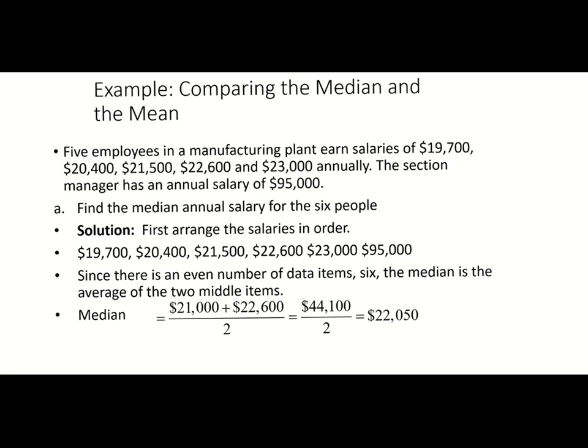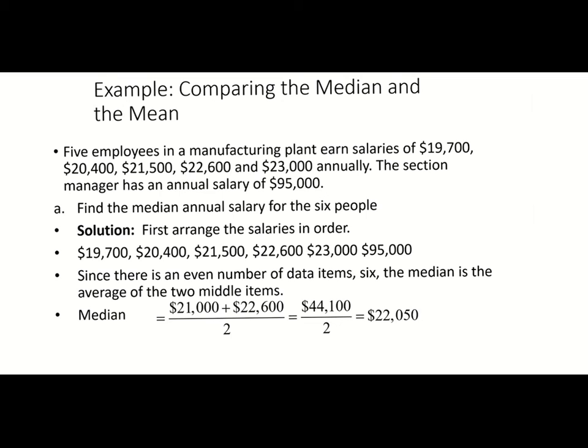So we have 5 employees at a manufacturing plant. They earn salaries of $19,700, $20,400, $21,500, $22,600, and $23,000 annually. And the manager has an annual salary of $95,000. So they want the median salary for the 6 people.